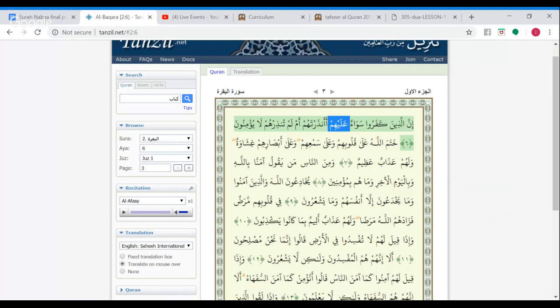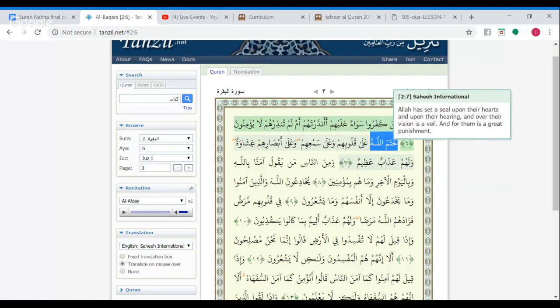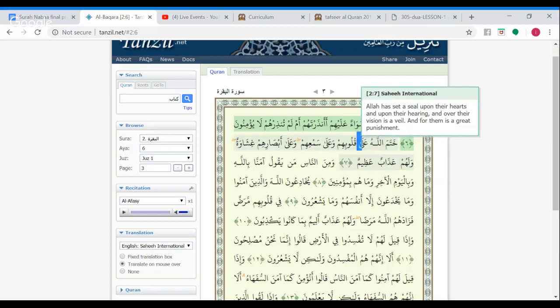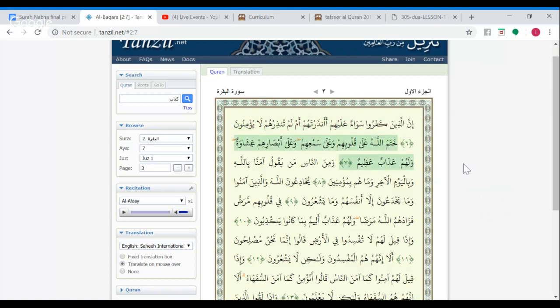A'andhartahum, whether you warn them, am lam, or not, tundhirhum, you warn them, la yu'minun, they do not believe. So whether you warn them or you don't warn them, they are not going to believe. So khatama Allahu, Allah has sealed, ala, upon. Again, ala is a harf jar here. Qulubihim, upon their hearts. Did you say qulubihim? It's not qulubuhum, it's qulubihim. This him and the i are both because of the ala in the beginning.